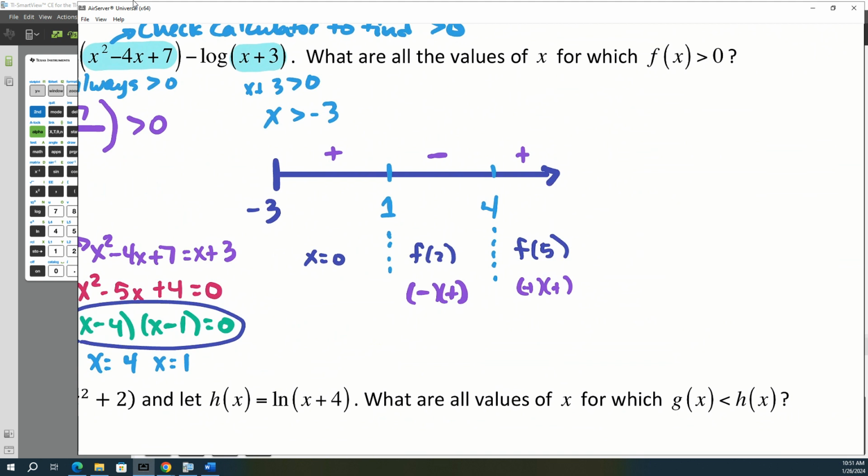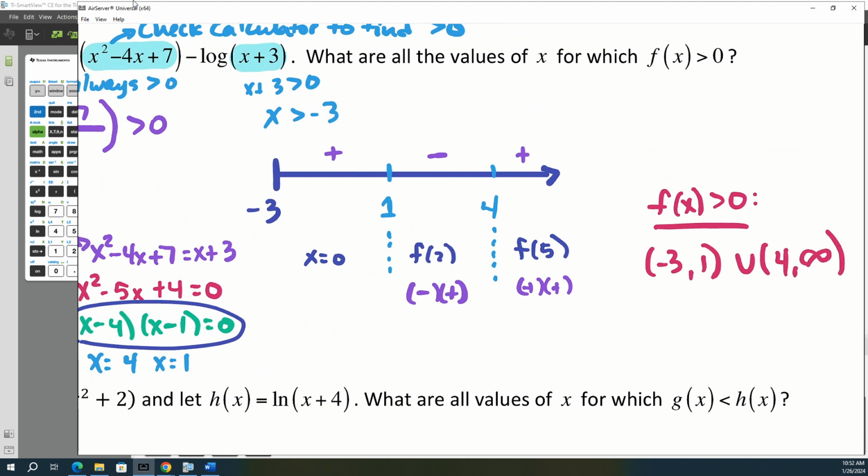All right, and then I'm ready to answer the question. The question was, for which values of x is f of x greater than 0? So that's going to be in the interval from -3 to 1, and then from 4 to infinity.